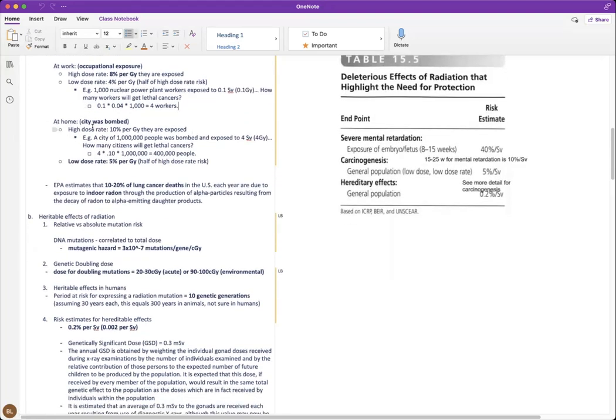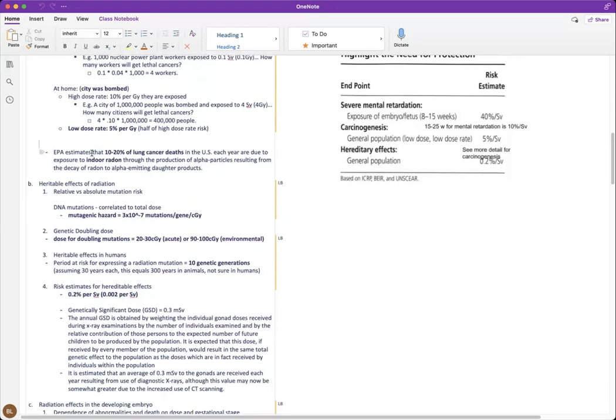At home, so a city was bombed, kind of example. High dose rate, 10% per gray that they're exposed. So if you had a city of 1 million people bombed and exposed to 4 gray, how many citizens will get lethal cancers? 400,000. And low dose rate, again, is half of this, so 5%.